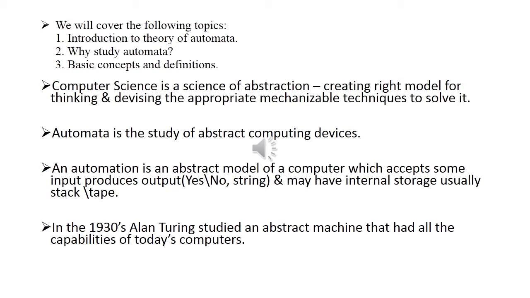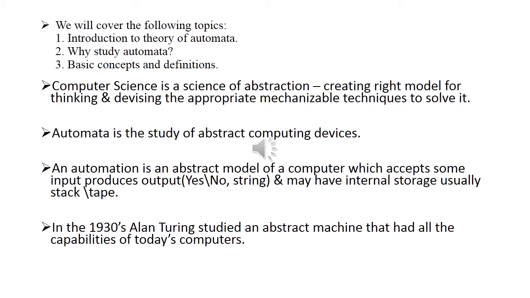So what is an automaton? An automaton is an abstract model of a computer which accepts some input and produces output, and the output can be in the form of a string. It can be a binary string in the form of zeros and ones. It can be a string of alphabets. It can be a string of decimal digits, or it can be simply a yes or a no, depending on whether it accepts your input. It may give a yes output, or if it rejects your input, then the output may be a no.